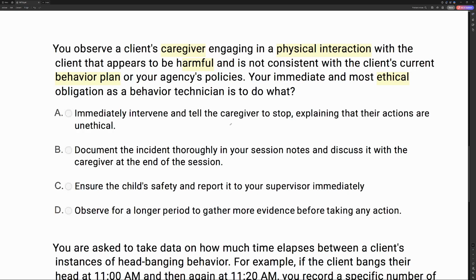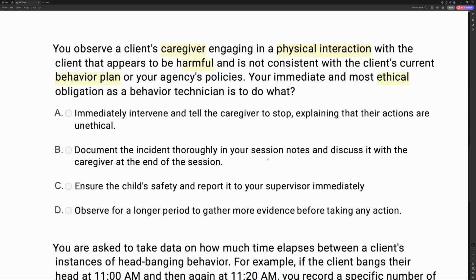A, immediately intervene and tell the caregiver to stop, explaining that their actions are unethical. Something important to remember is we, as ABA practitioners, follow our ethical code. If you are not certified under the BACB, the ethical code does not apply to you. So you cannot sit there as the RBT and explain to the caregiver how they're being unethical. That might just be how they're parenting. You may not agree with it, you may think it's wrong, but it's not your place to tell them what to do.